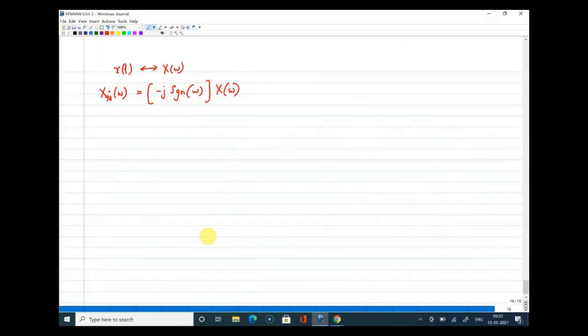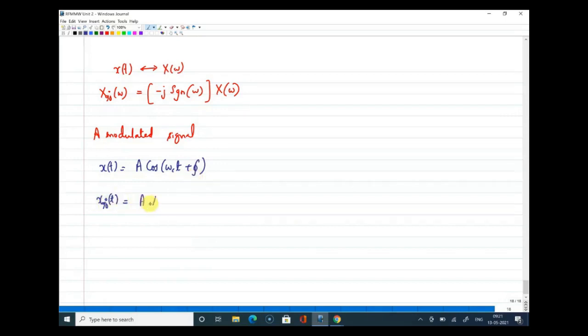Now we are interested to know the same thing in a modulated signal. So let us try a modulated signal. The idea remains the same. Say we have a modulated signal, and I represent it as x of t equals A cos omega c t plus the phase shift associated with it. Then the 90-degree phase shift operation will definitely give you a sine wave with the corresponding phase. All right.